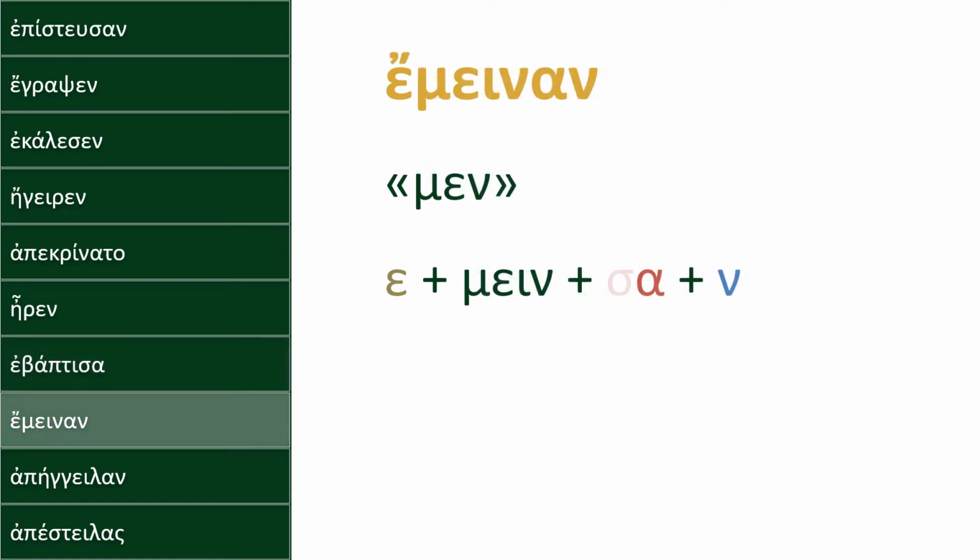Emeinan, aorist active indicative, third person plural, it's from meno, meaning they remained. The root is men, the aorist tense stem is slightly modified. Remember, many liquid verbs have a modified aorist tense stem. The form begins with the augment epsilon, then the aorist tense stem mein. Because mein ends in a liquid consonant, ni, the aorist tense formative is alpha, not sigma alpha. The active 3 plural personal ending is n. Putting it together we get emeinan.